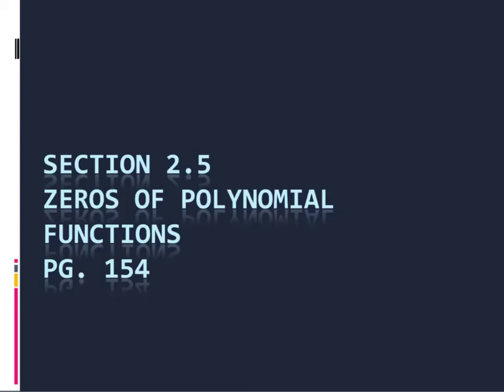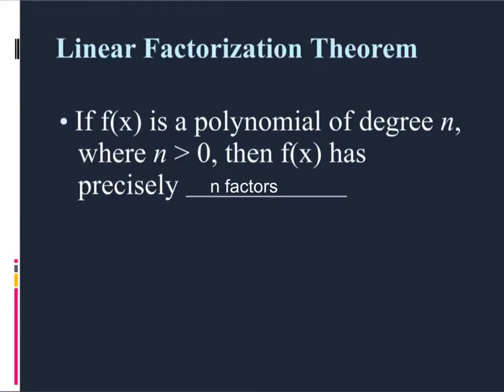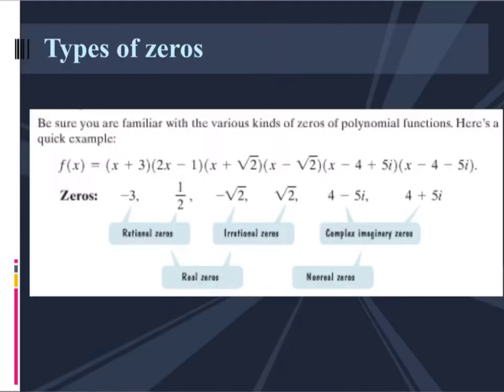Alright, so we're on section 2.5 and we're going to talk about zeros of polynomial functions. And remember, zeros refers to x-intercepts or solutions of our polynomial functions. So if we have a function and it's a polynomial of degree n, where n is greater than or equal to 1, then the function has precisely that many factors, or n factors.